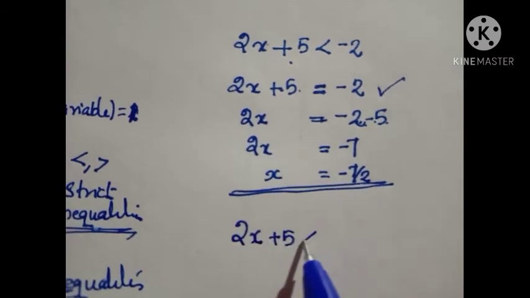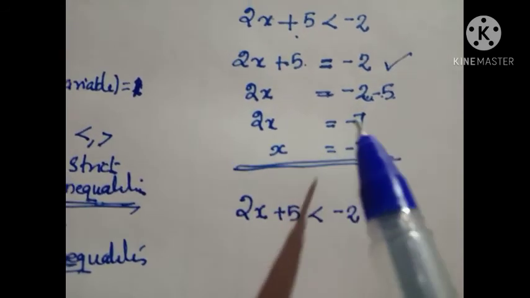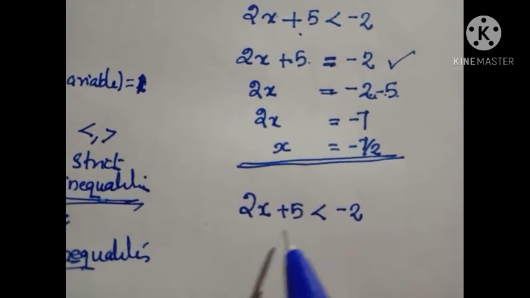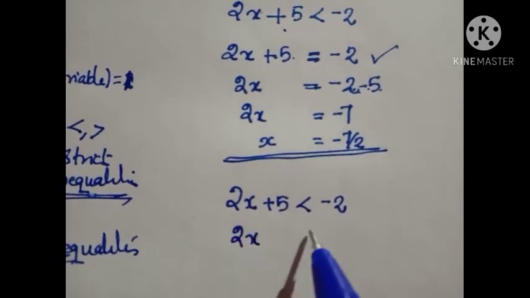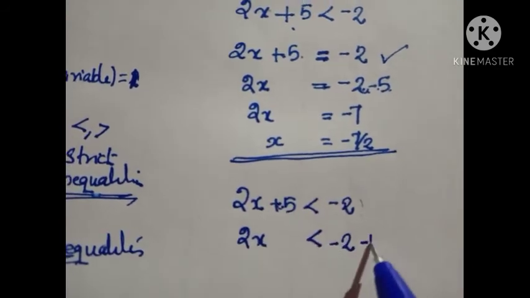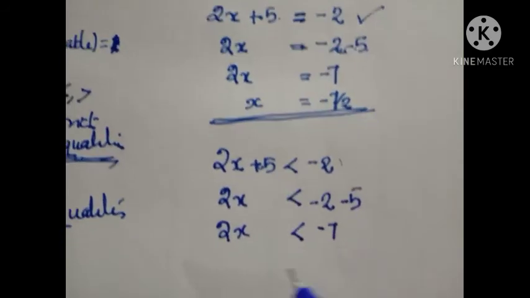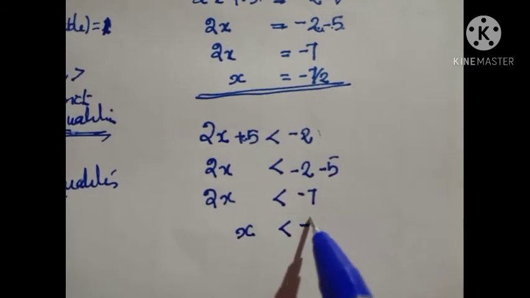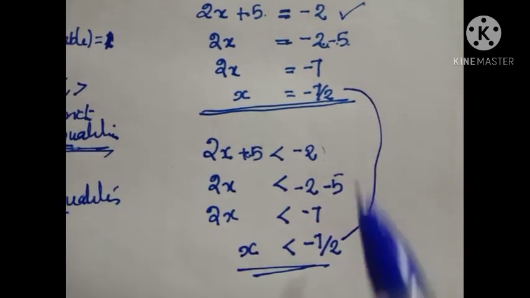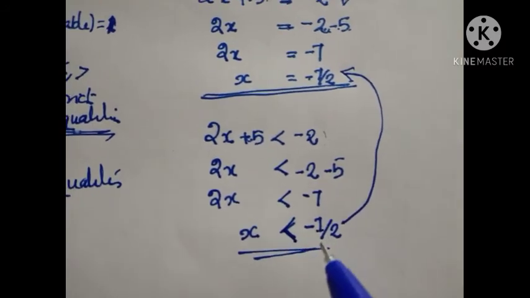2x plus 5 is less than minus 2. Here also we need to follow the same steps. Instead of this equality, we need to put this inequality only. Okay. So 2x is less than minus 2. Take this plus 5 to the other side. It is minus 5. So 2x is less than minus 7 or x is less than minus 7 by 2. See the answer? Here it is x equal to minus 7 by 2. Here x is less than minus 7 by 2.